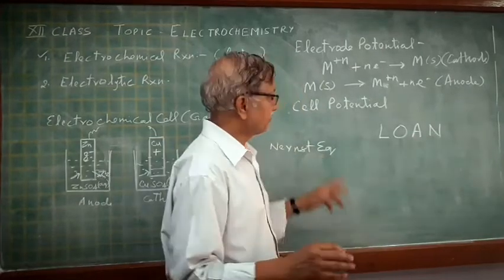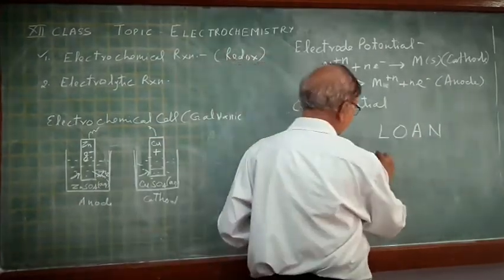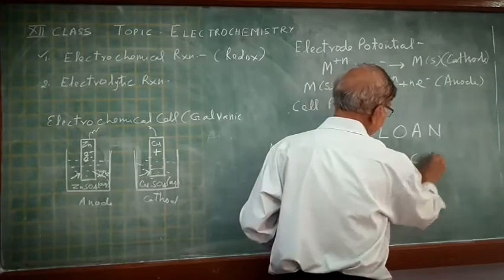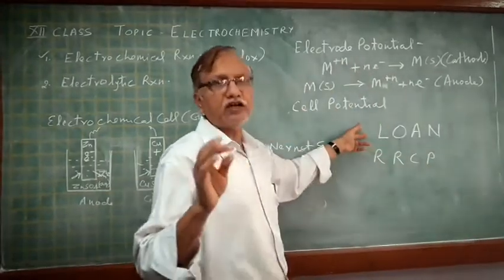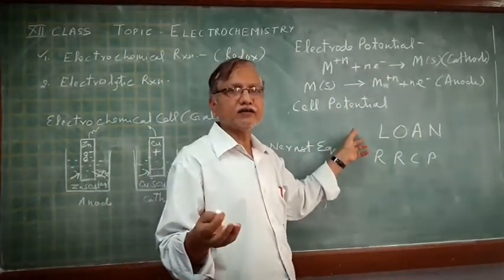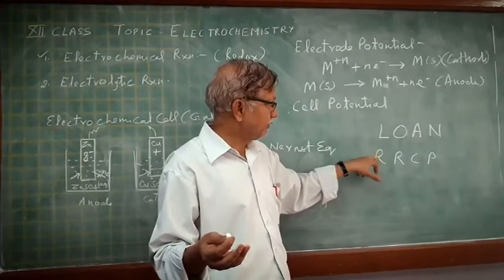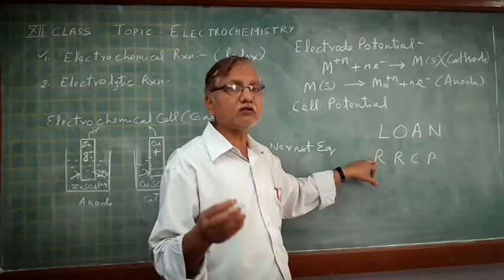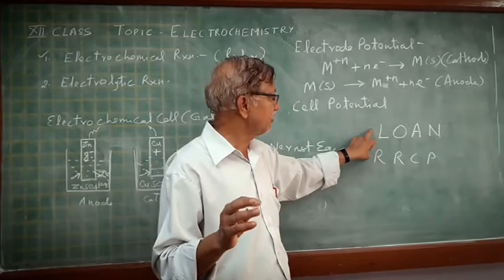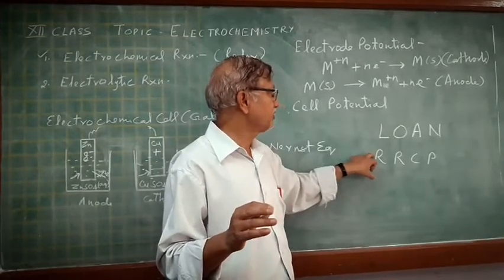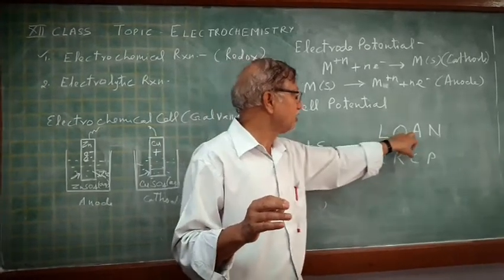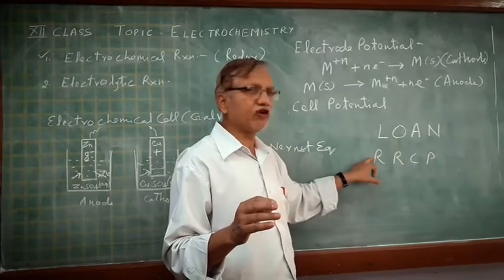Similarly, we can give a trick for cathode, RRCP. This is very important for your learning. It will help your remembering also. So it is called a trick. You learn these two words, LOAN and RRCP. LOAN represents the anode and RRCP represents the cathode.